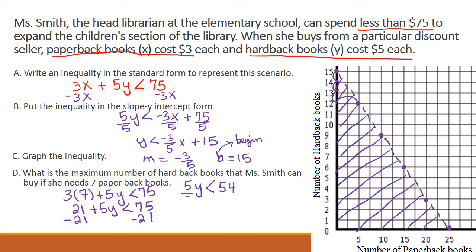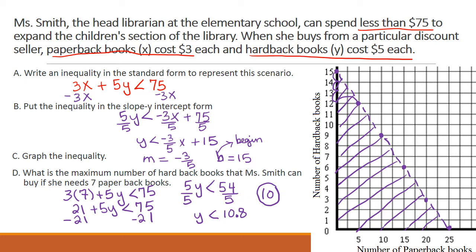Now, to find the final answer, I need to divide by 5. I'm going to end up with y is less than 10.8 books. Now, we can't have 0.8 books. So, since we're saying y is less than 10.8, that means 10 hardback books. That's the maximum number of hardback books that Miss Smith can buy if she buys 7 paperback books.